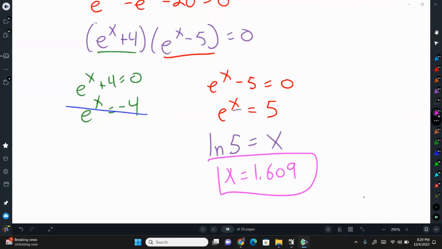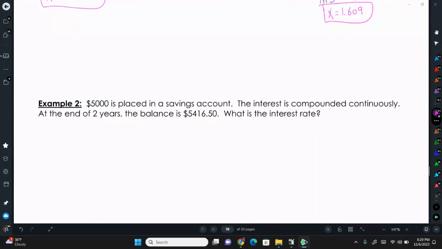So this one only had one solution because negative 4 right here, that does not work. All right, now let's look at some word problems.